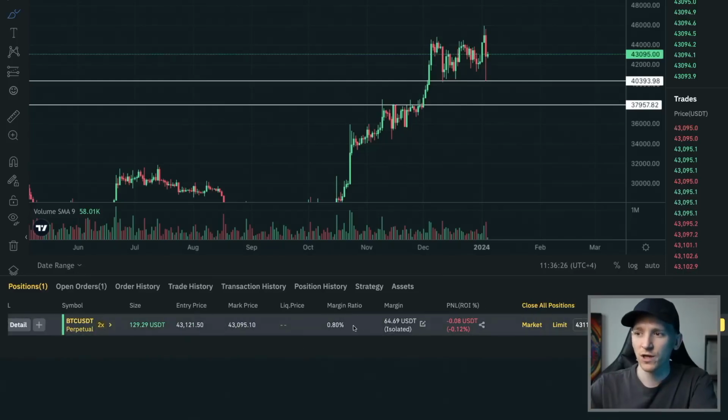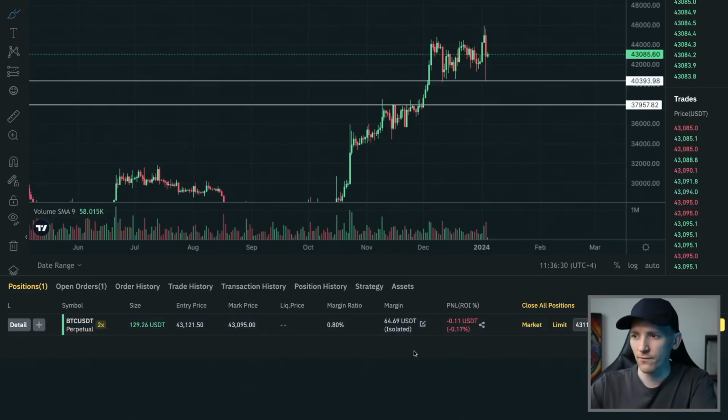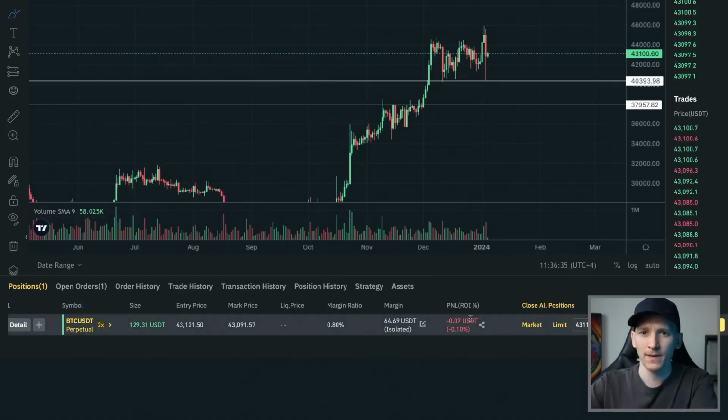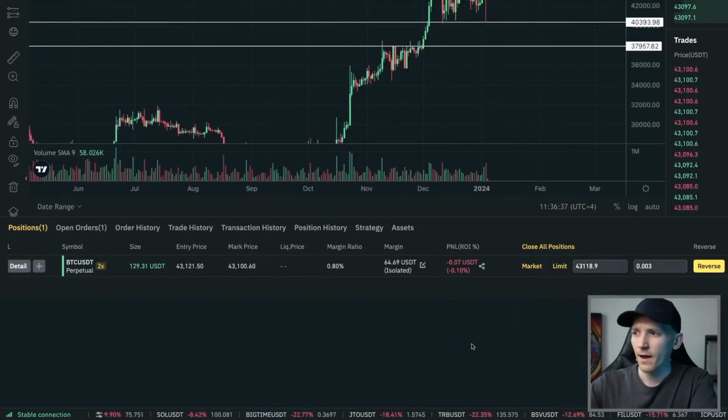You can see the margin ratio here is 0.8, very low because we're using only 2x leverage. Margin here is isolated, and then you have the running P&L of your position. And then you can have the order box here to actually close or edit your positions.